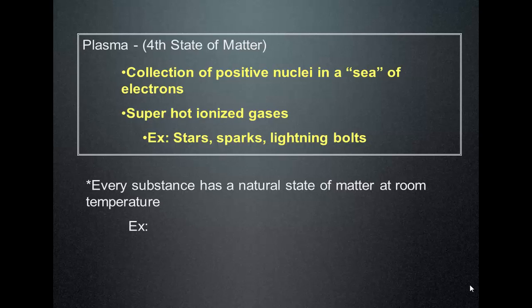It can be found throughout the universe. It's actually the most common state of matter in the universe, even though we don't experience it a whole lot. It's found in stars, and the sun is mostly plasma. Sparks, lightning bolts, the aurora borealis. Those are examples of plasma. If you've heard of the solar wind, okay, that is plasma.